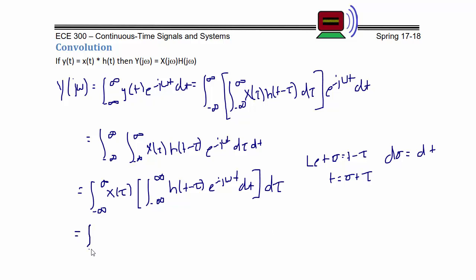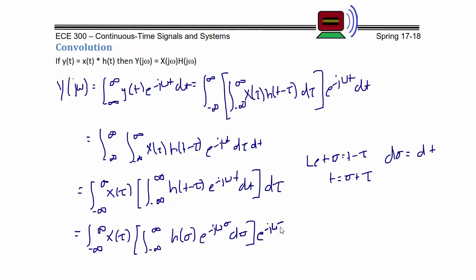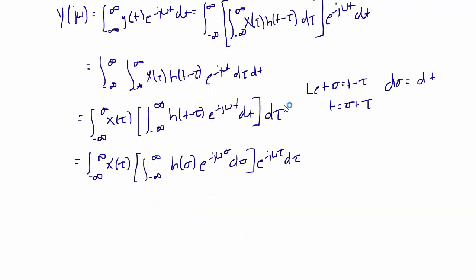So using our variable substitution, we have the integral from negative infinity to infinity, x of tau times the quantity, the integral from negative infinity to infinity, h of sigma, e to the negative j omega sigma, d sigma, and e to the negative j omega tau, d tau. So now our integral becomes the integral from minus infinity to infinity, x of tau. The bracket is H of j omega, so I can write that as H of j omega, e to the negative j omega tau, d tau.